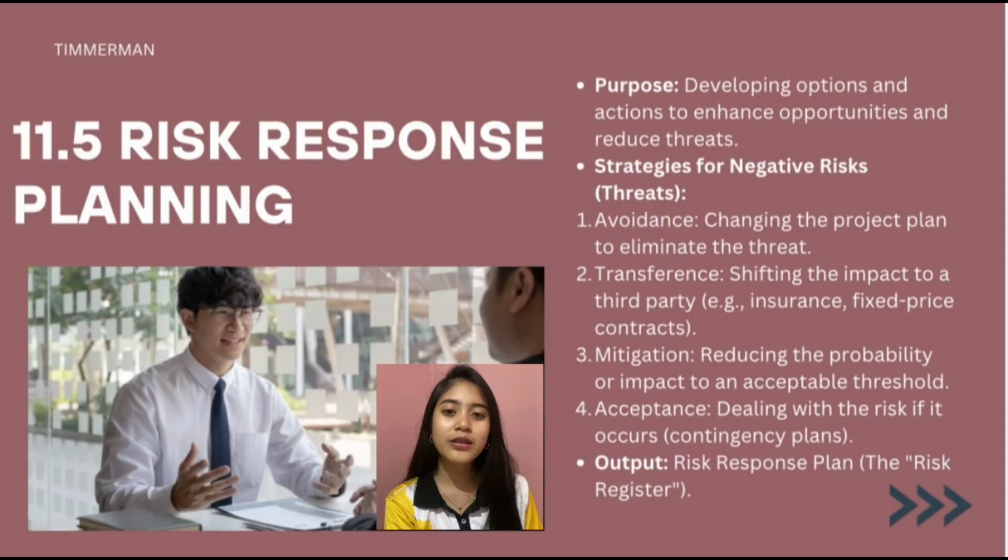And then the second strategy is transference. So shifting the impact of the risk to a third party. This does not eliminate the risk, but someone else becomes responsible for managing it. Examples include purchasing insurance or using fixed price contracts with suppliers.